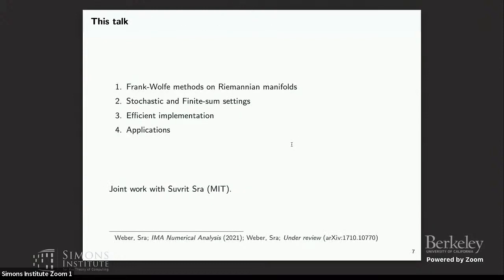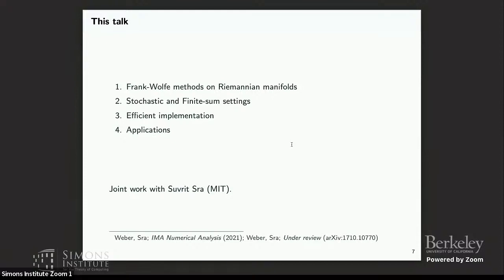And for the remainder of the talk, this is what we're going to talk about. So we will introduce an algorithm on Riemannian manifolds which can directly handle constraints. We will also look at what convergence guarantees we can get for that algorithm. And besides a general analysis, also look at some specific settings, especially stochastic and finite sum settings, which are important for machine learning applications.